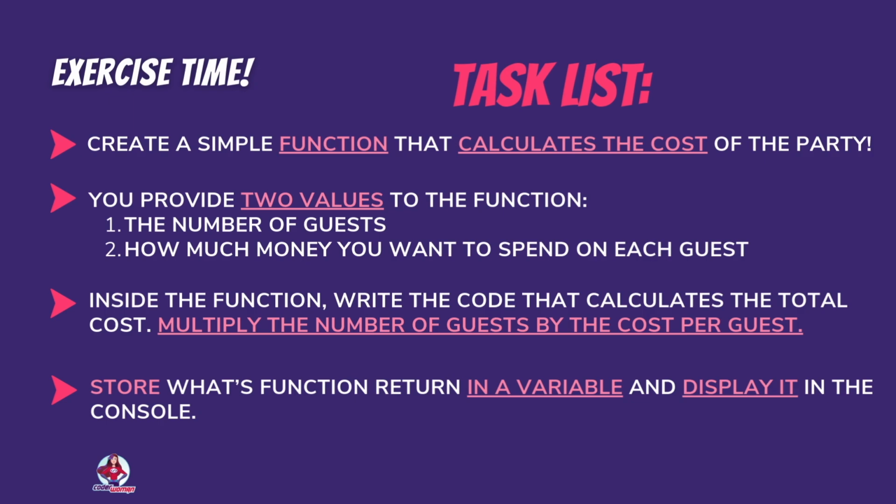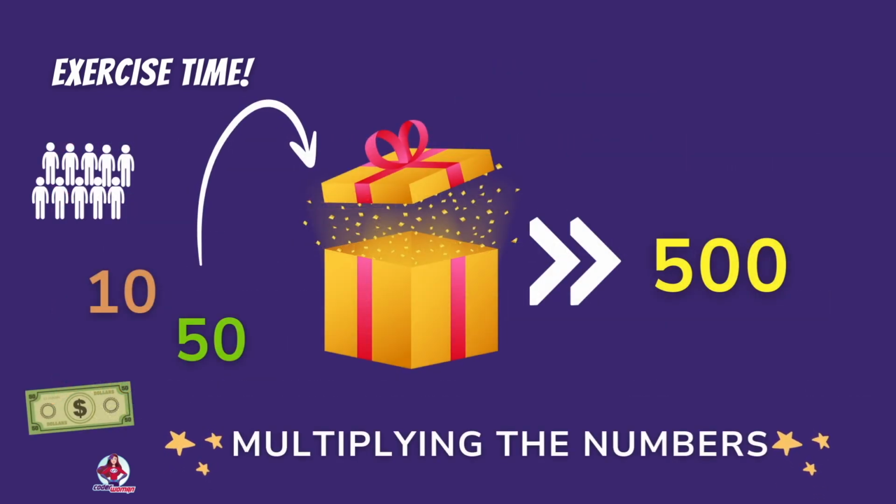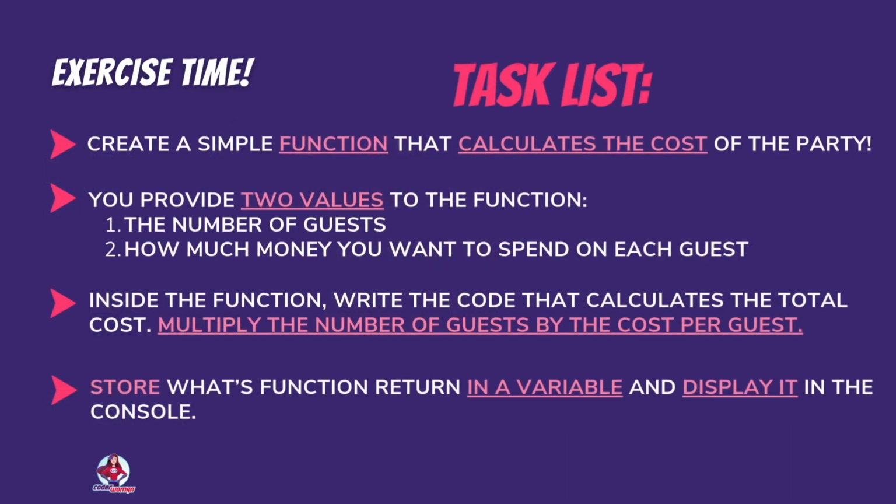For example, imagine you want to know how much it would cost to invite 10 friends to your party, and you're planning to spend $50 on each friend. This function will quickly calculate that for you and tell you you need to spend $500. After you write your function, try changing the numbers in the parameters to see different total costs. For example, what if you invited 5 friends and spent $60 on each? It's a great way to practice and ensure everything works well.